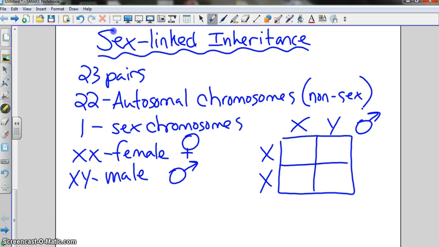Okay, this is really stupid, but why can't you have two Y chromosomes? Because there are genes on this X chromosome that everybody needs. Okay. So if you had two Ys, that embryo would not live. And you're going to see in a second why it's really not possible to get two Ys.